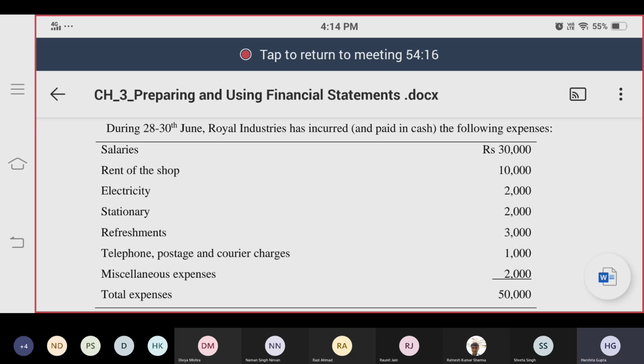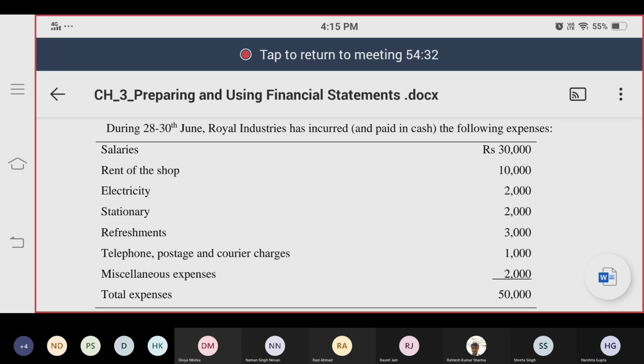Now, during 28th to 30th of June, that is towards the end of the month, Royal Industries has incurred and paid in cash the following expenses. They have paid salaries of 30,000. They have paid rent of the shop for 10,000.